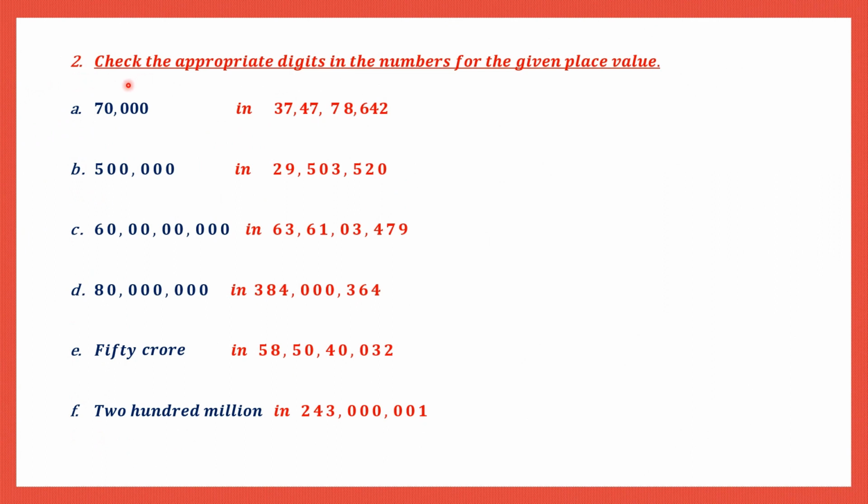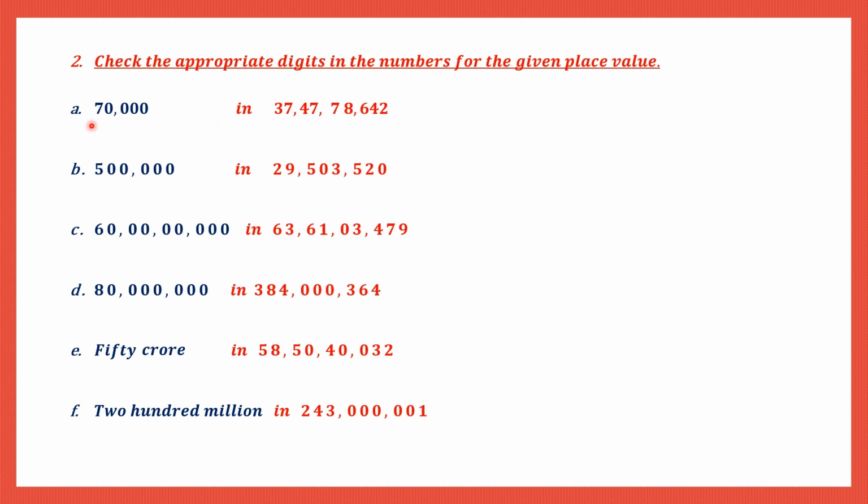Question 2. Check the appropriate digits. That means the correct digits in the numbers for the given place value. So here it's a reverse of the previous question. In the previous question we were given digits and asked for their place value. Here place value is given to us and we have to find out where this digit is in the number.